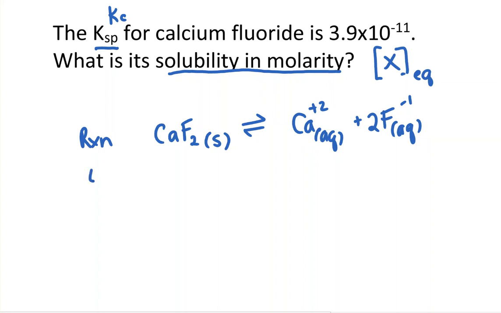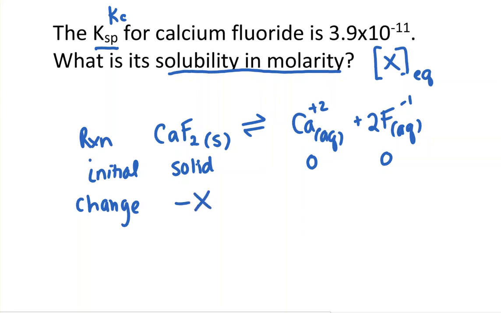And then for initial, remember, we pretend like we're starting with just the solid and we have no ions, like before we put it in the water. For the change, we always use X for this. We're going to say X is the amount that dissolves.